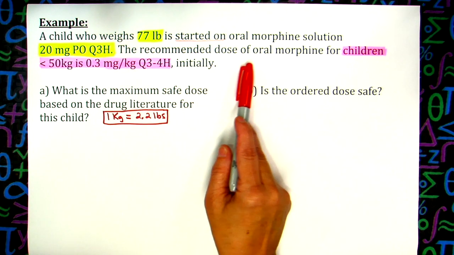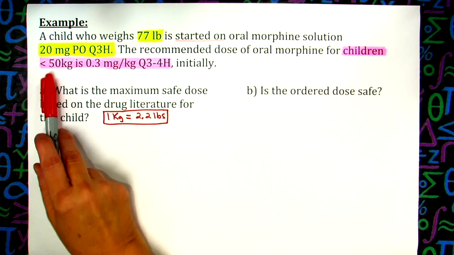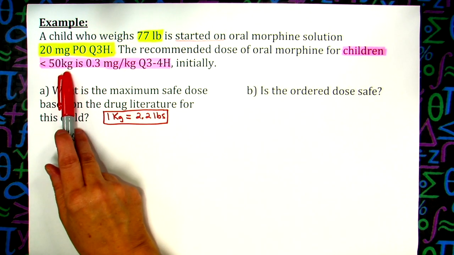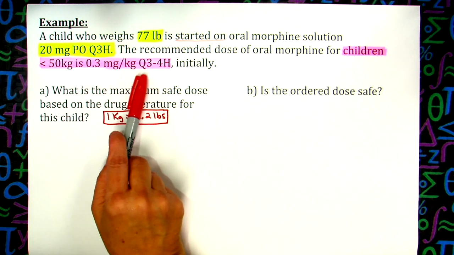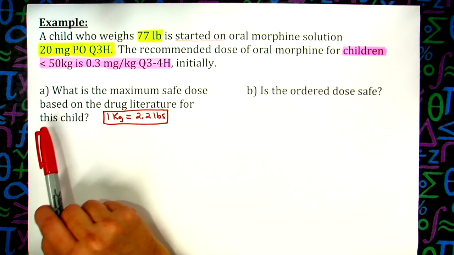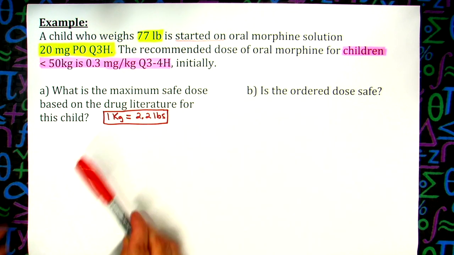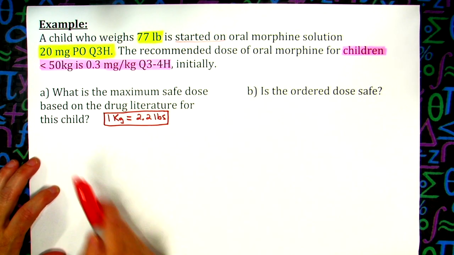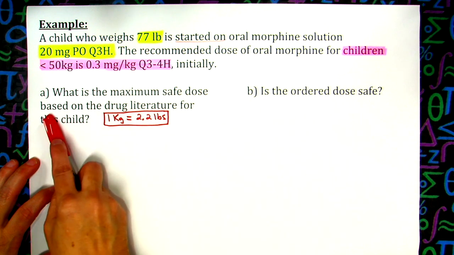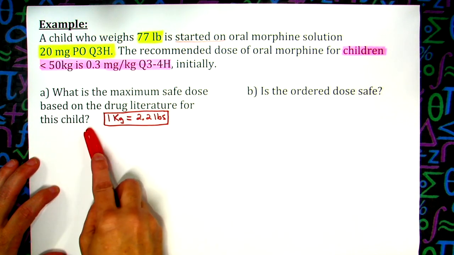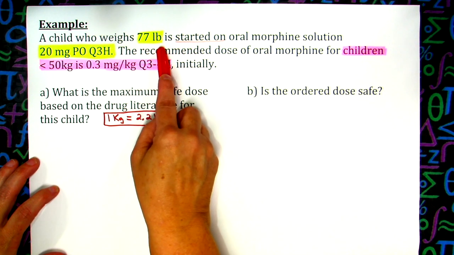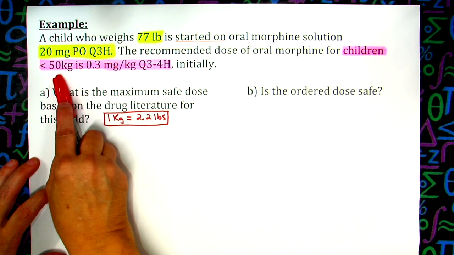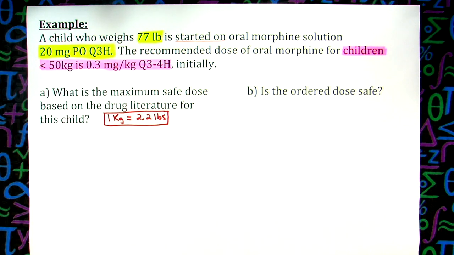The recommended dose of oral morphine for children that are less than 50 kilograms is 0.3 milligrams per kilogram every 3 to 4 hours initially. All right, so to begin with, part A says: what is the maximum safe dose based on the drug literature for this child? Since they gave us the weight in pounds and the recommended dose is in kilograms, you're going to have to do a conversion there.